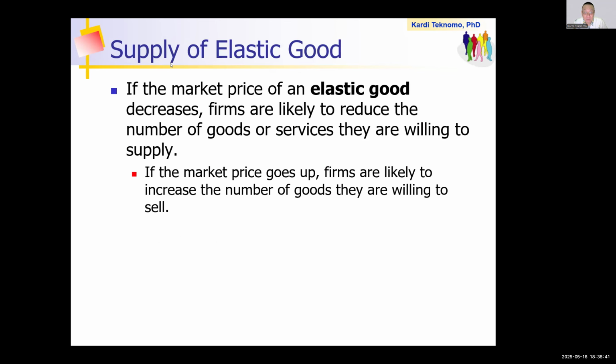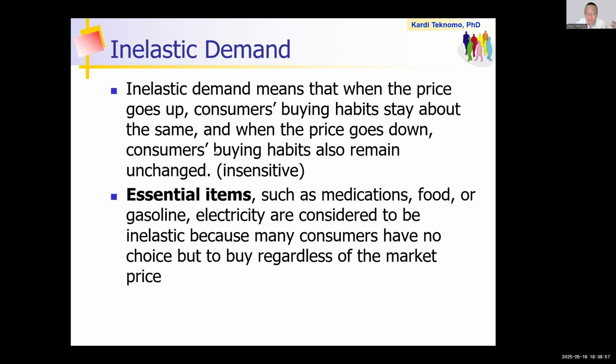Instead of the demand, you can also check the supply. If the market price has an elastic good decrease, then the firm is likely to reduce the number of goods. How about if the demand is actually inelastic? This means essential items, for example medication, food, gasoline, and so on. How about transportation? My question to you.